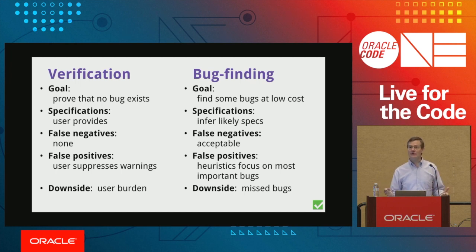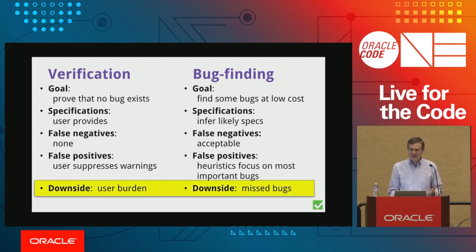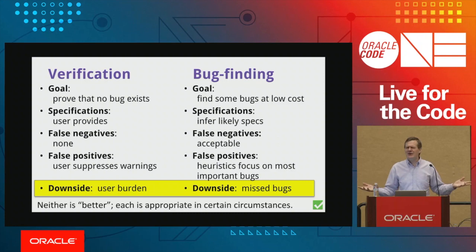So each of these has a downside. The downside of verification is that there's a user burden. The user has to write the specifications. The user has to understand the type system and fix the problems. The downside of bug finding is that it misses bugs. It doesn't necessarily find everything. So neither one of these is a better approach. Each one has different trade-offs.